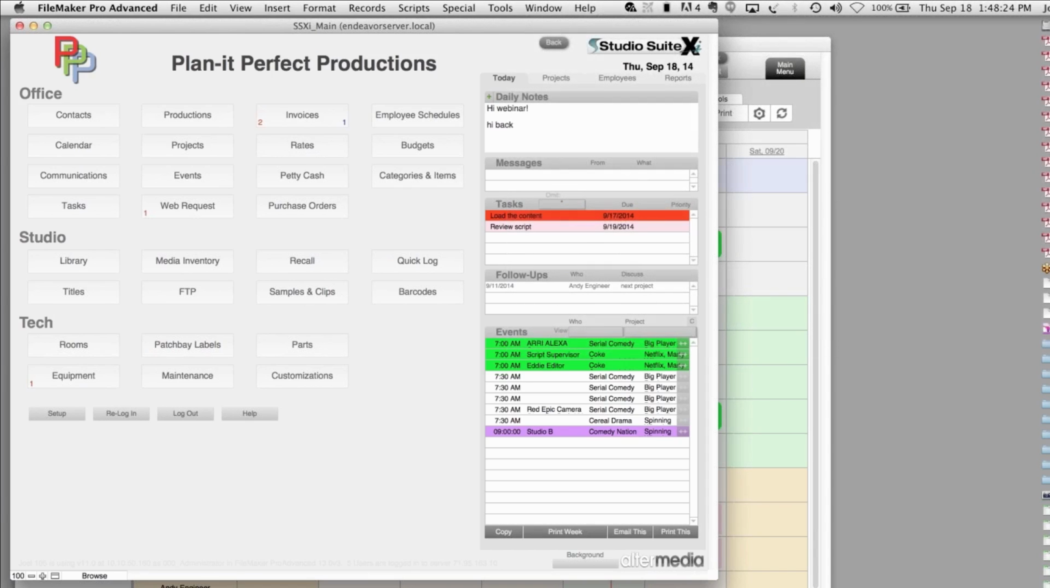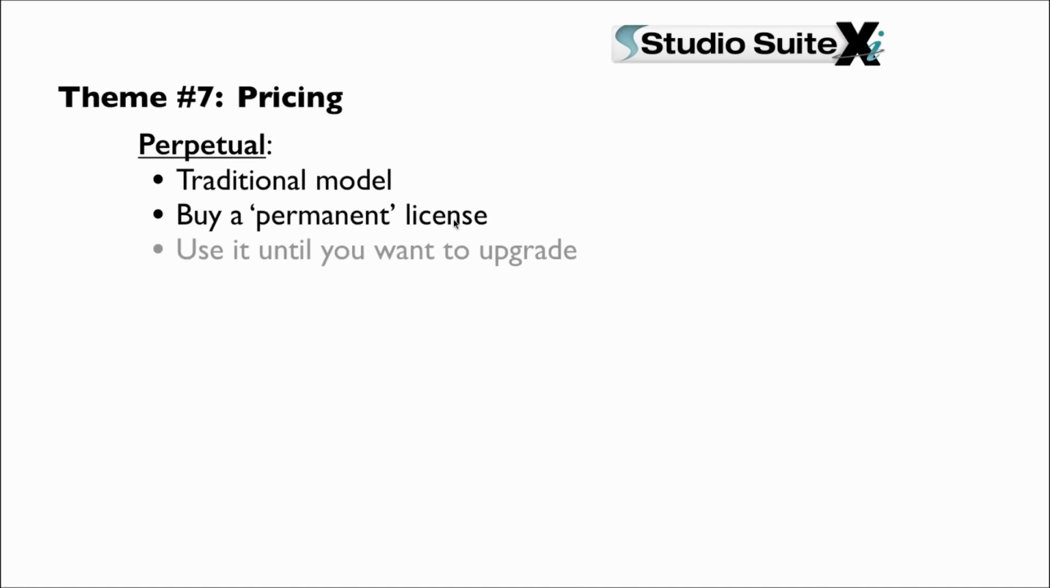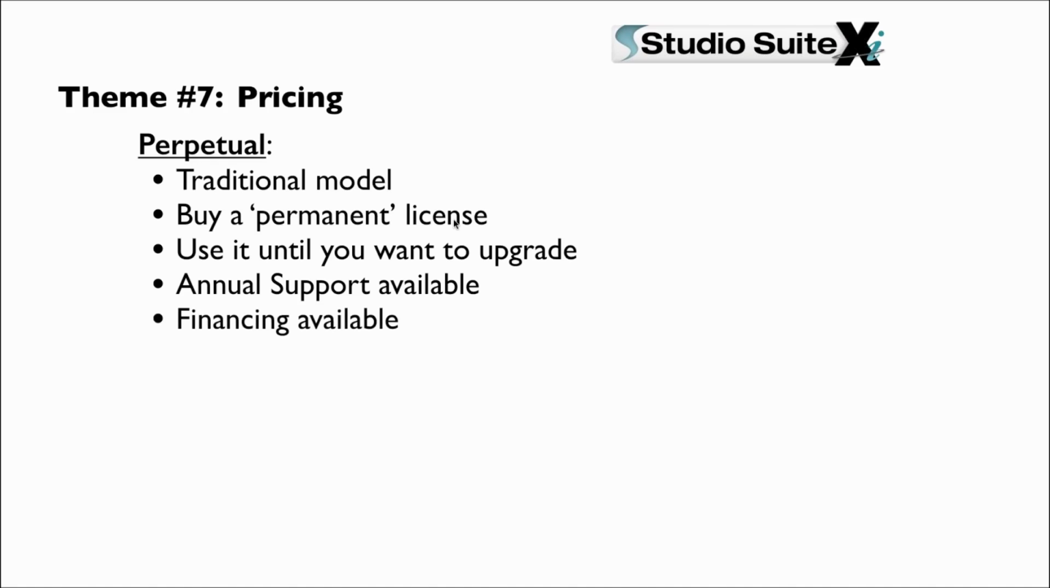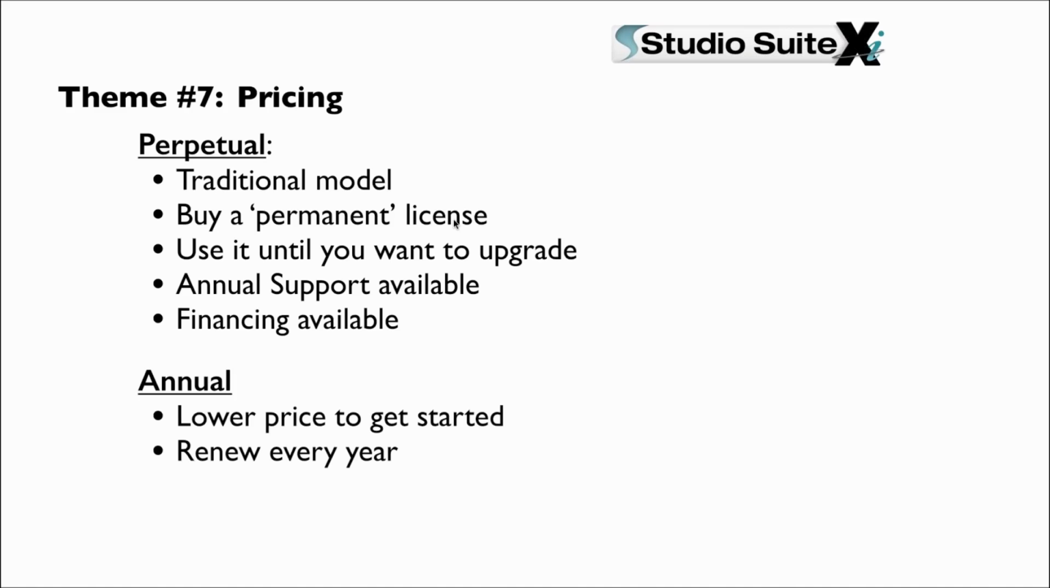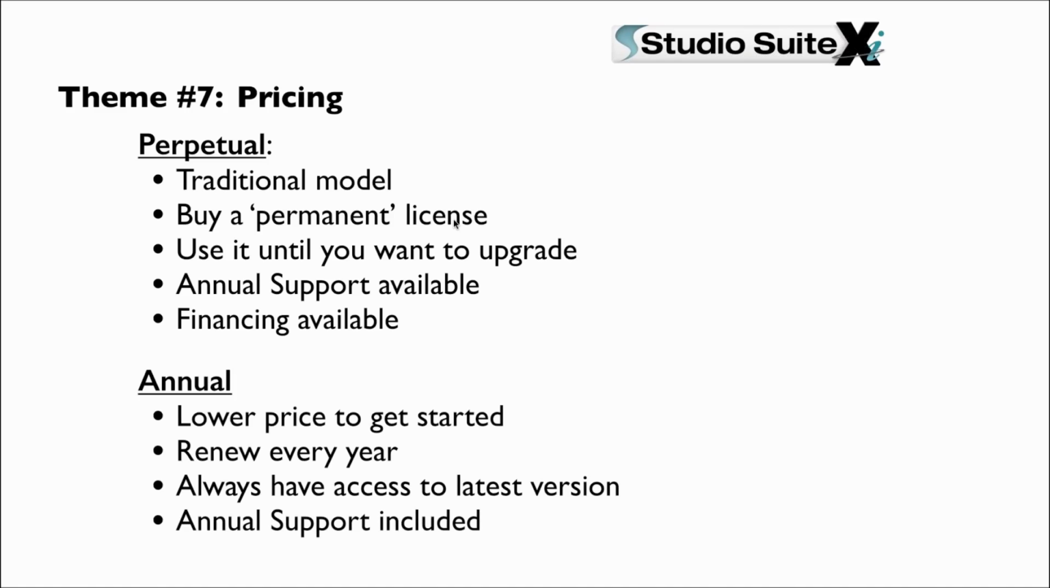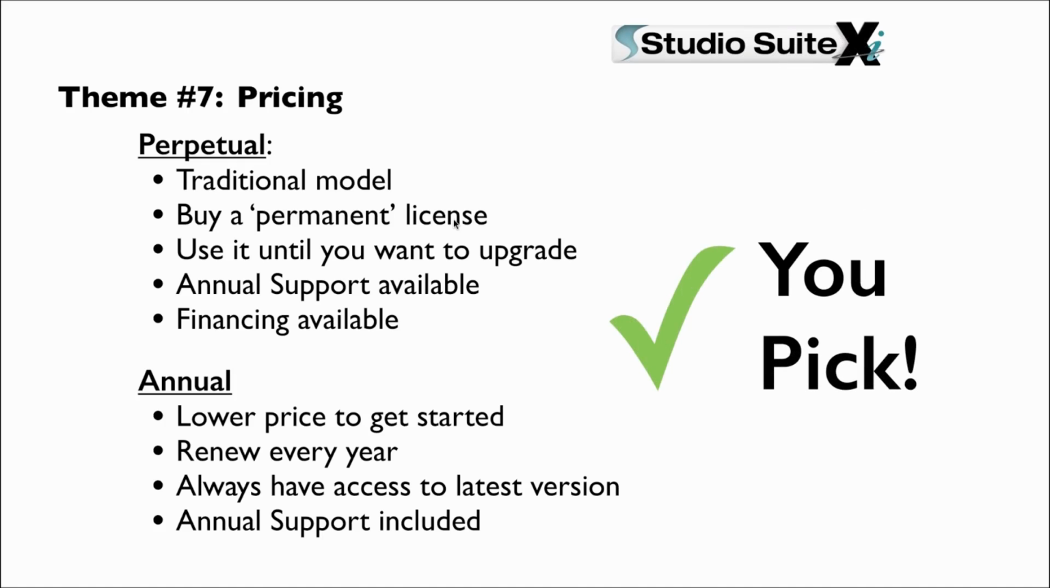So that is the end of theme 6, and then the next thing is theme 7, where we get to some pricing. So there's two kinds here. Perpetual, we've always had. It's the traditional model where you buy a permanent license, you use it until you want to upgrade. The annual support is available and recommended, and we've got financing available for that. And then everybody knows about the new trend for annual or monthly pricing, so we're going to offer that as well. It's a lower price to get started. You can renew it every year, and you always have the latest version, and the annual support is built into it. And the best part of it, unlike some other big companies that begin with A, Adobe, you get to pick how you want to do this, which is really nice.